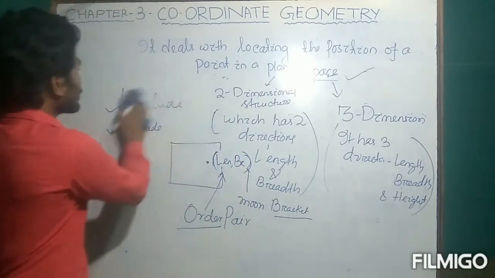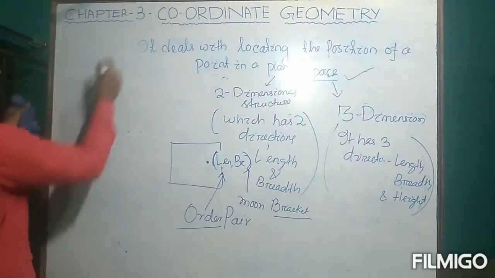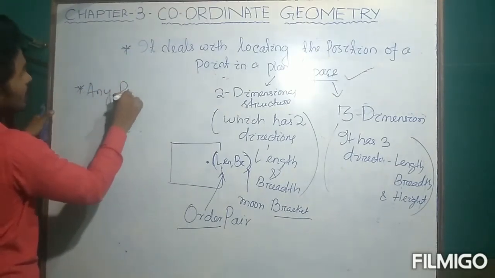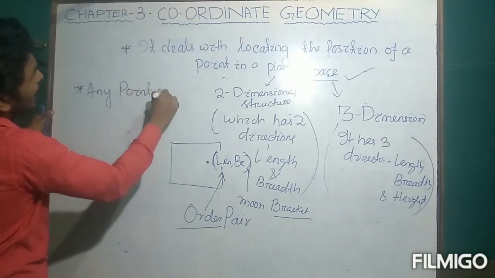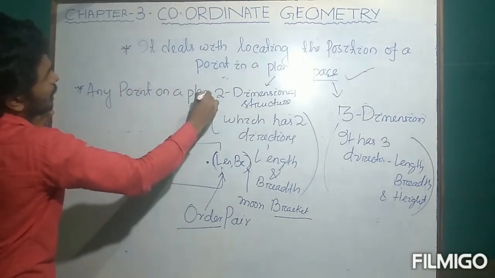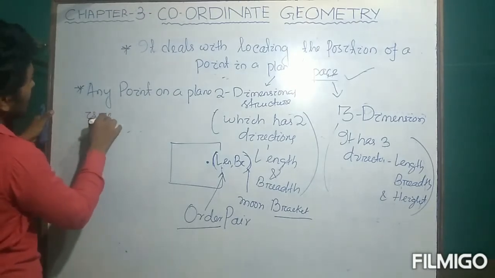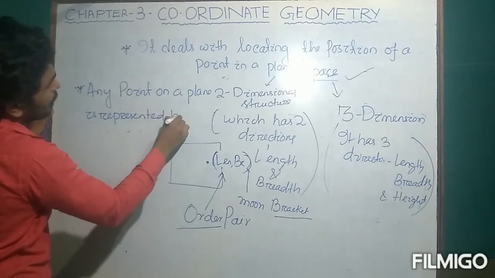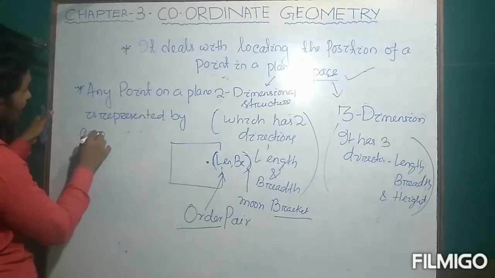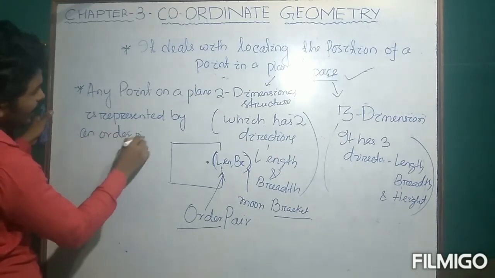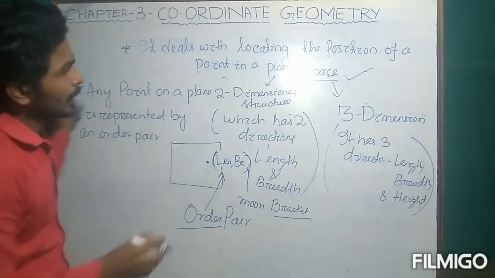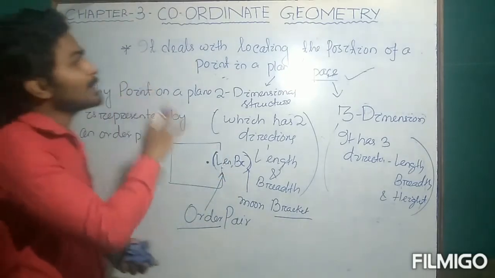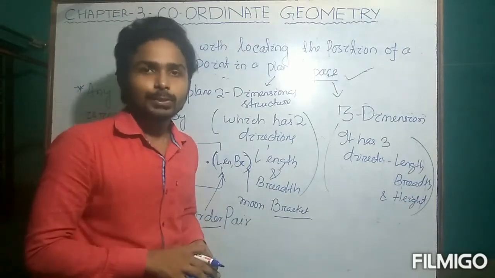So you can write: any point on a plane is represented by an ordered pair. You can write it, take a screenshot of it so that it is easy to write. Okay, so this is the basic idea about coordinate geometry.